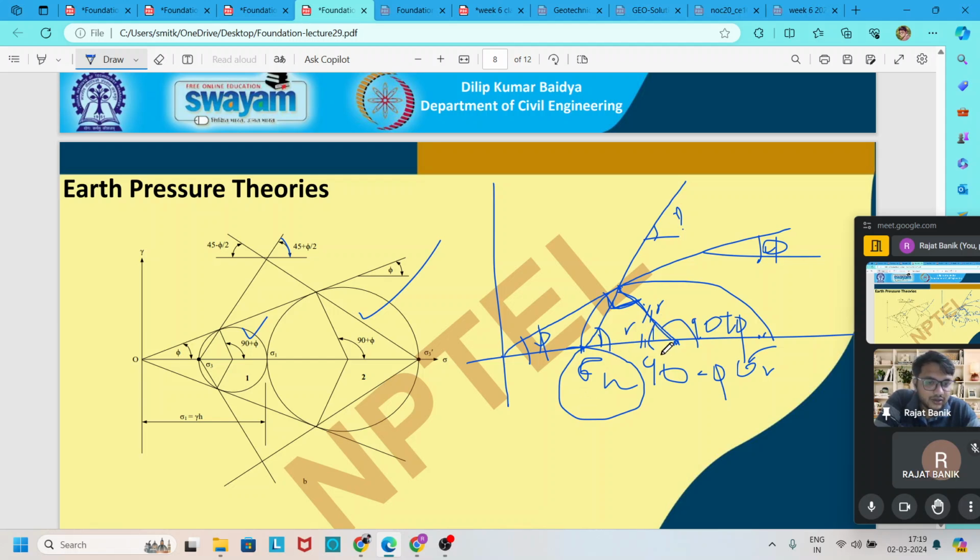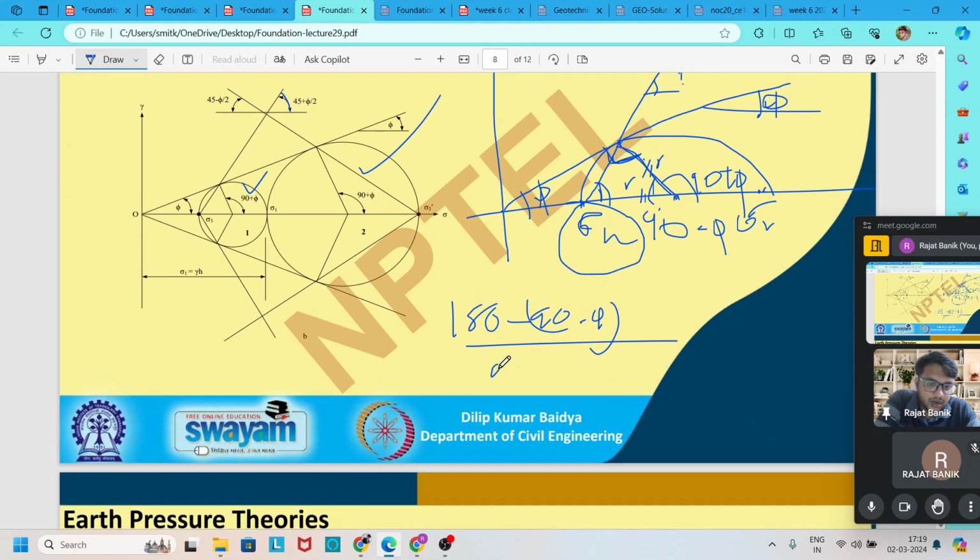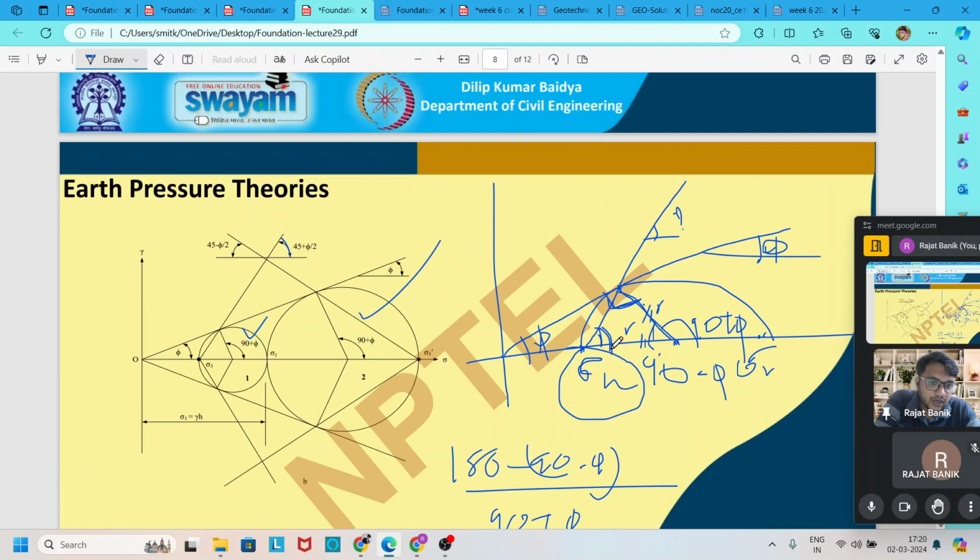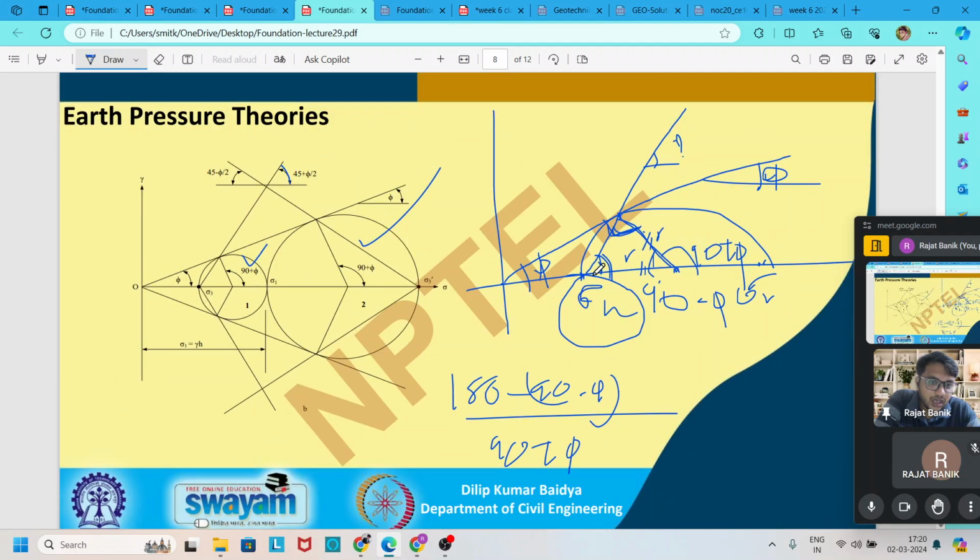So this angle is 90 degree minus phi by 2, and if you subtract this from 180, this is 180 minus 90 degree minus phi, then it becomes 90 plus phi. Total angle for this is 90 plus phi, and we know that these two angles are equal, so we divide by 2, and it becomes 45 degree plus phi by 2.